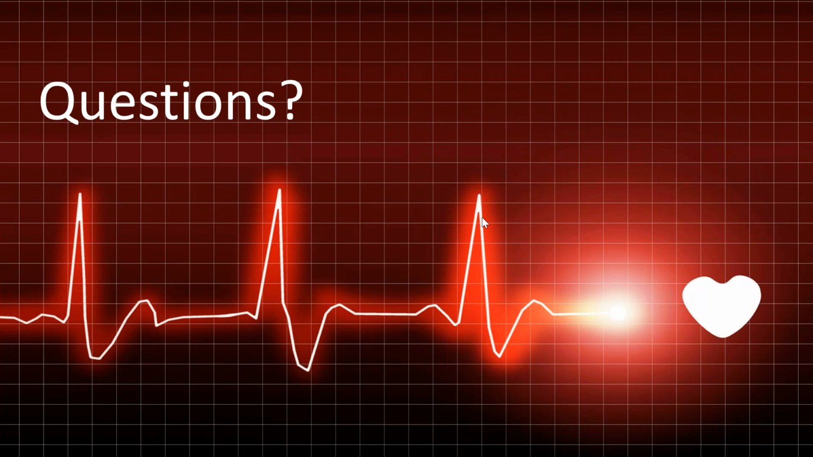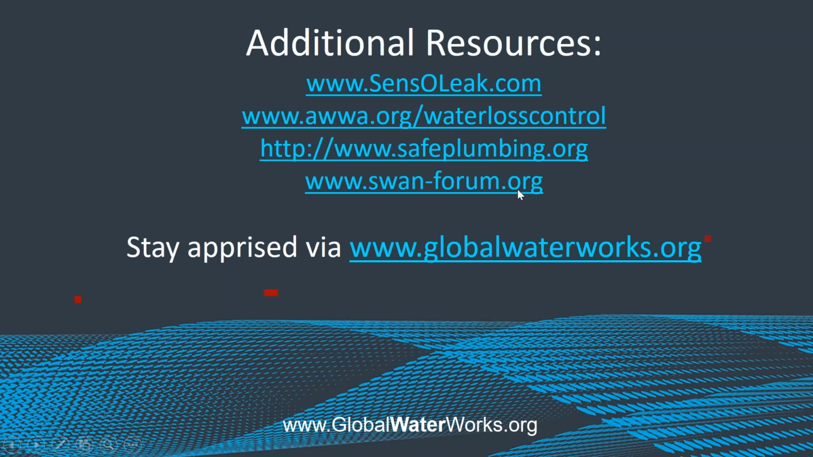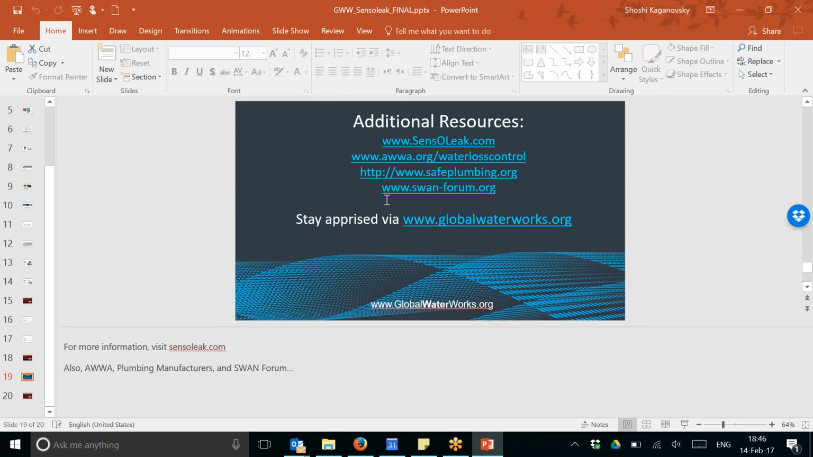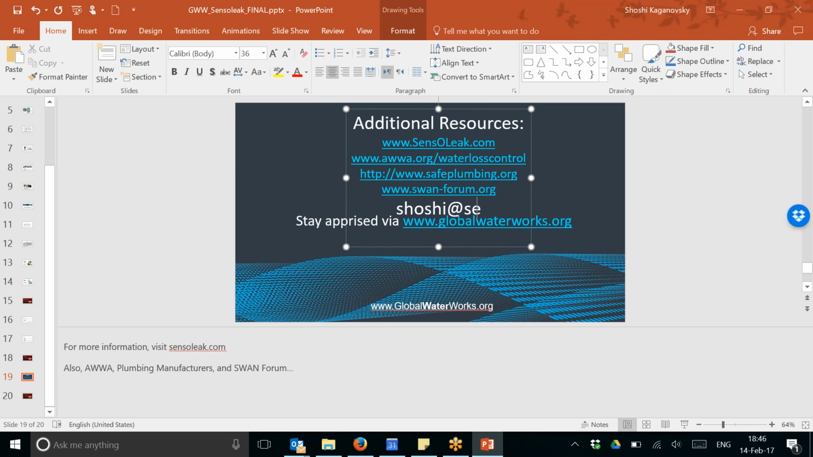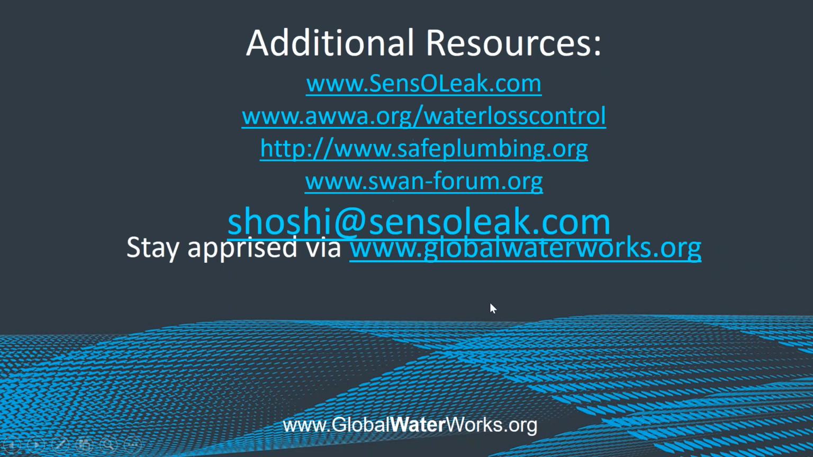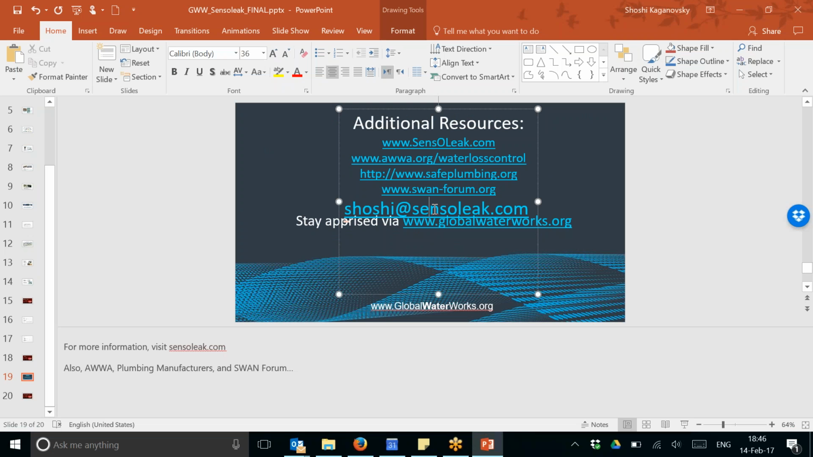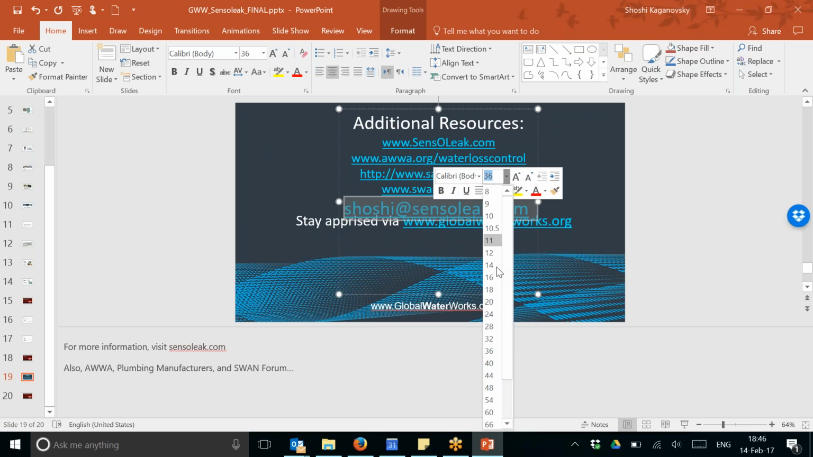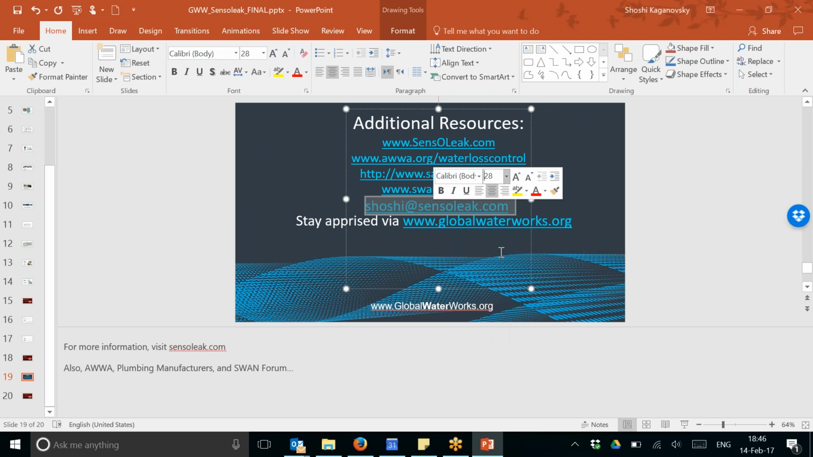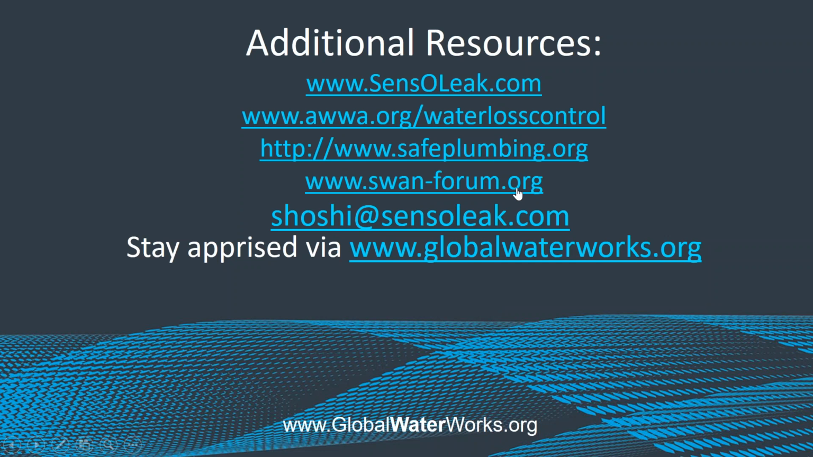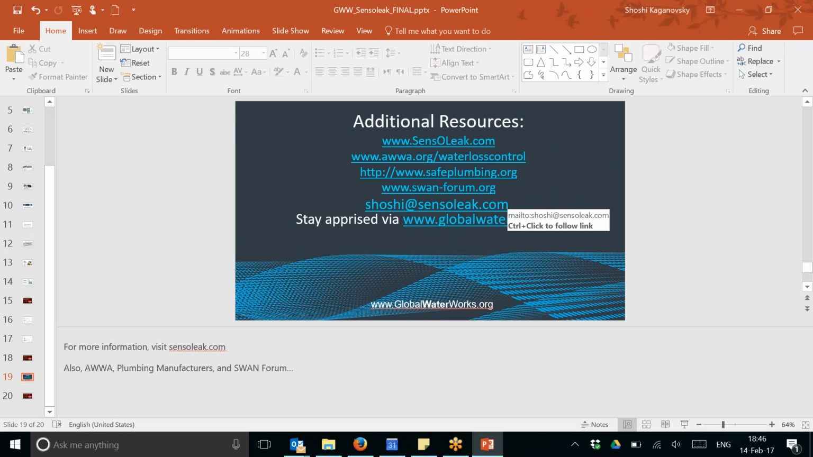If you could go to the next slide too, Shoshi. We just want to let people know, all of these resources and case studies are on the SensOLeak site. There's also the American Waterworks Association, which has done extensive work on water loss control. And we have the Safe Plumbing Group, which is Barb, who she just mentioned, with her resources and their legislative support. And then also Swan Forum, which says swanforum.org, but it should be swanforum.com, is a resource. Yes, if you could change that to .com as long as you're editing right there, Shoshi.